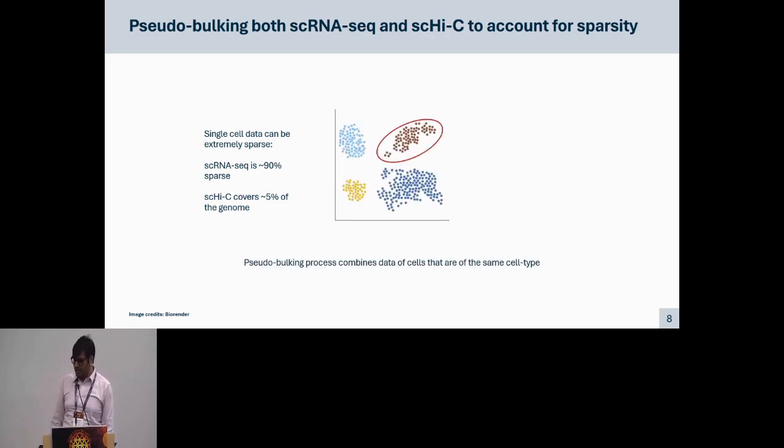To reduce this sparsity, we pseudo-bulk our single cell data based on their cell type annotations. We combine all of the single cells with the same cell type annotation into a single cell type specific data point. Through this pseudo-bulking process, we substantially reduce the sparsity while still preserving the cell type heterogeneity that we care about. However, we do give up the cell level resolution that we have in our data.